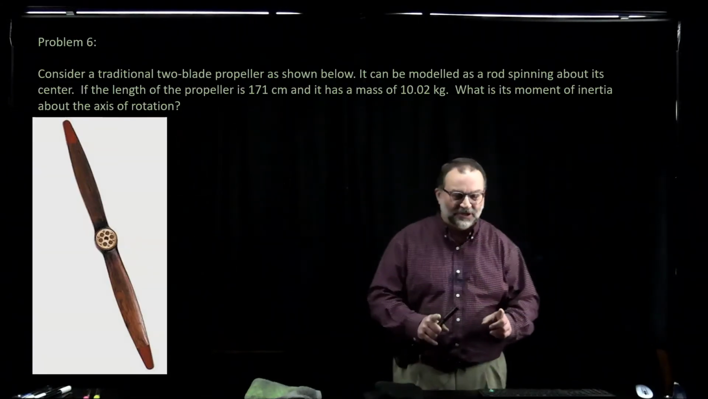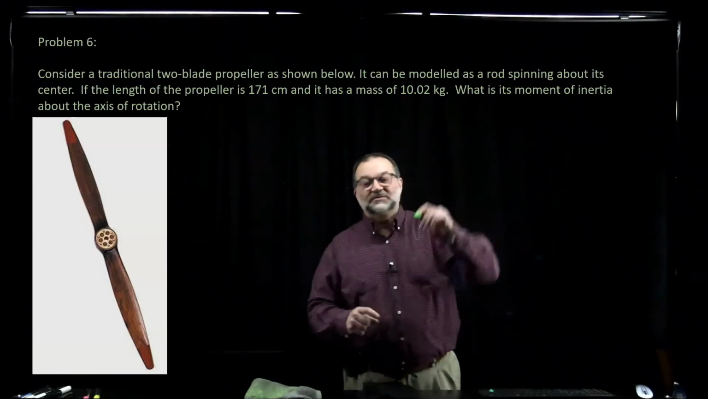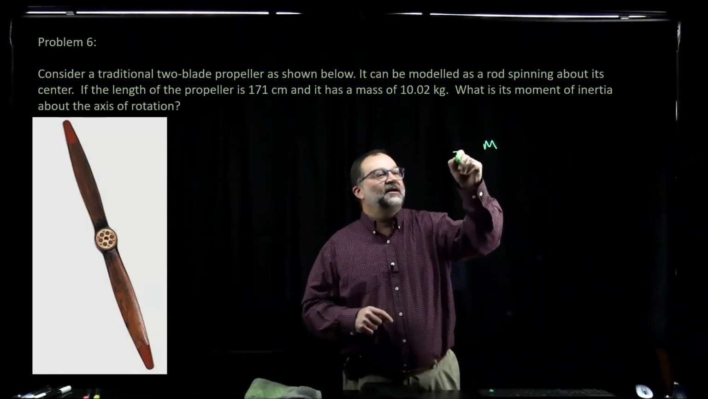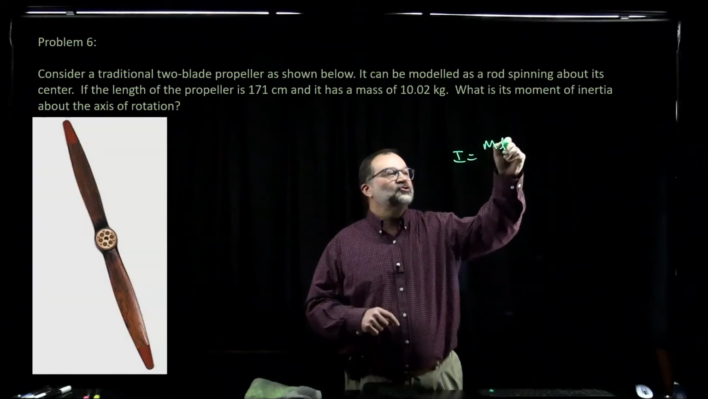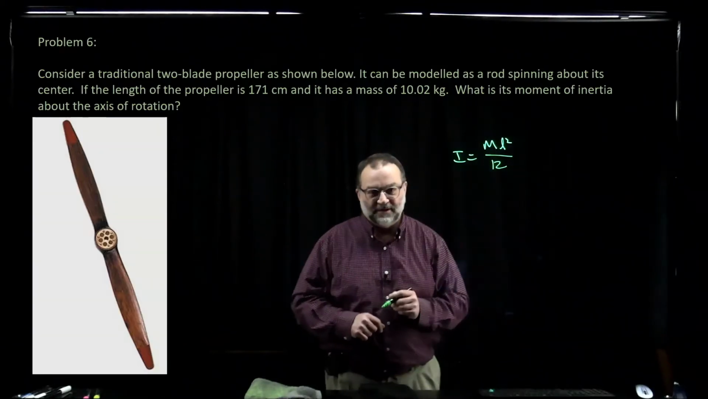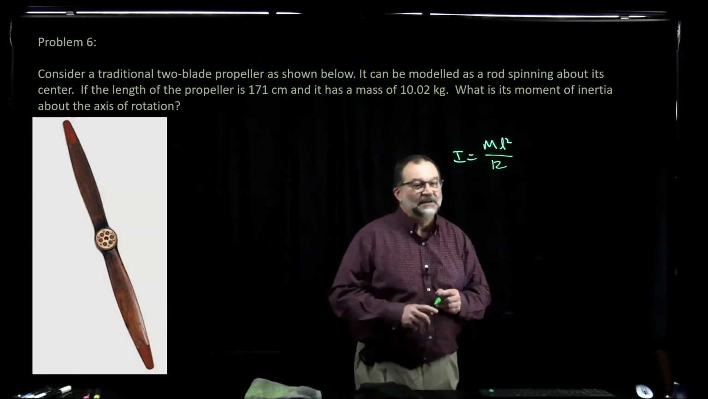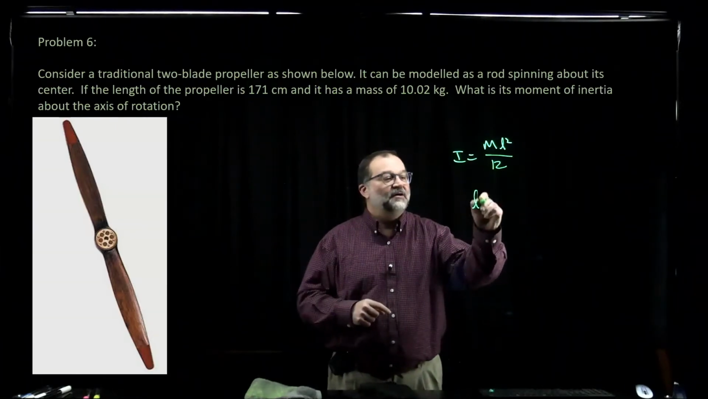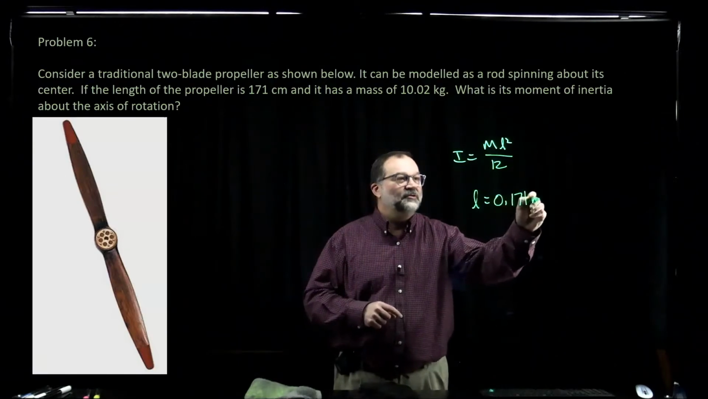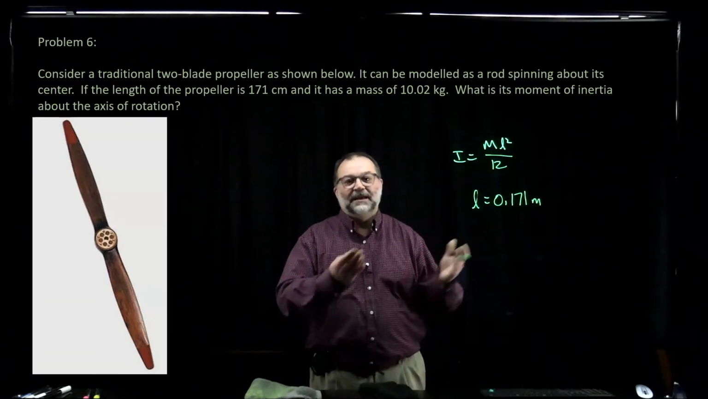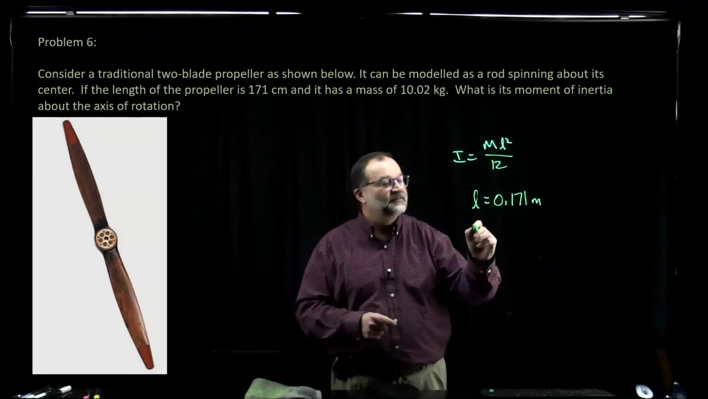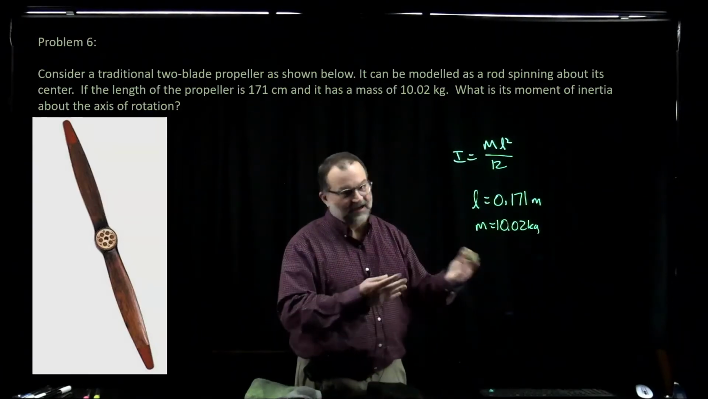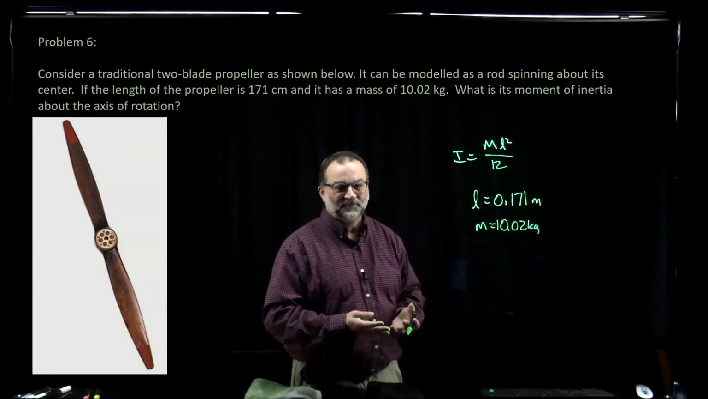The moment of inertia of an object spinning about its center that's a thin, straight rod is just I equals ml squared over 12, right? So L is the total length, which we're given. Here we have L is 0.171 meters. And we have its mass. Mass is 10.02 kilos. So we just stick everything in and we get the moment of inertia.